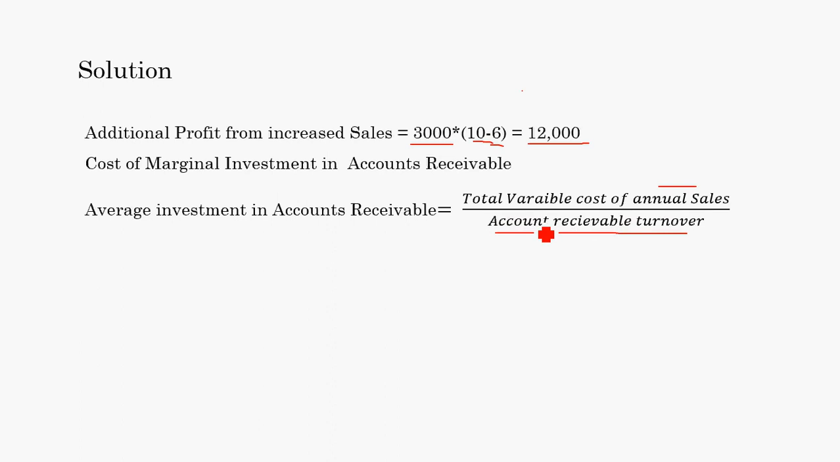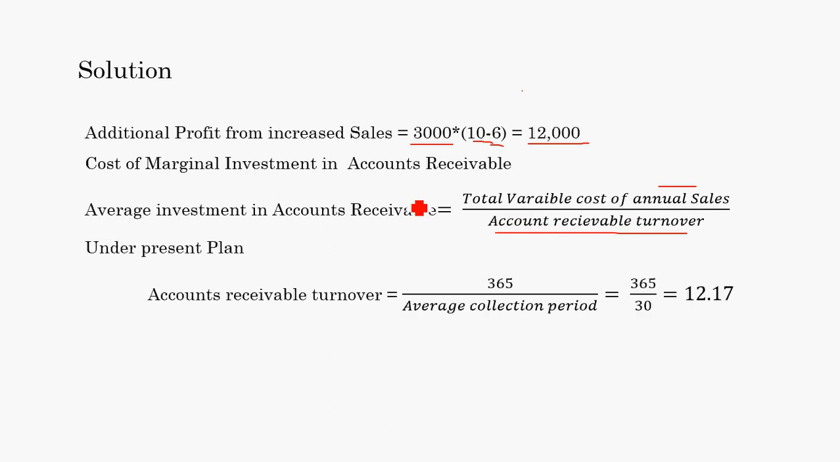From the given question, under the present plan, first let's calculate the account receivable turnover. The account receivable turnover ratio formula is 365 divided by the average collection period. Average collection period is nothing but the receivable days. The average collection period in this question is 30, so 365 divided by 30 will give you 12.17. So the account receivable turnover is 12.17.